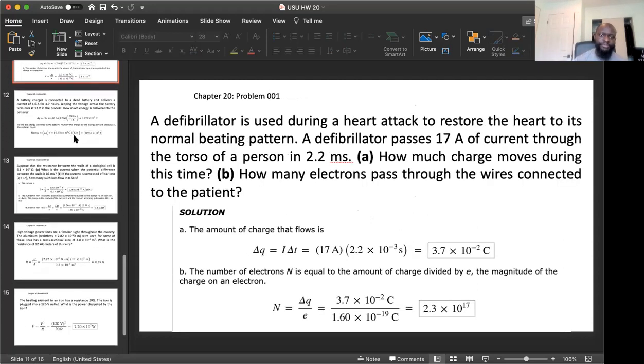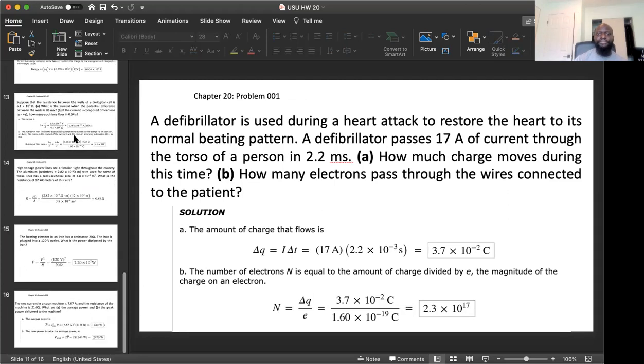Okay, next problem. The next problem says, a defibrillator is used during a heart attack to restore the heart to its normal beating pattern. A defibrillator passes 17 amperes of current through the torso of a person in 2.2 milliseconds. How much charge moves during this time?